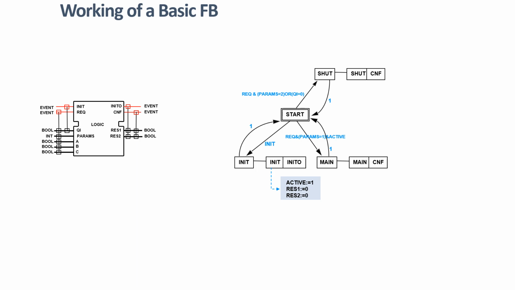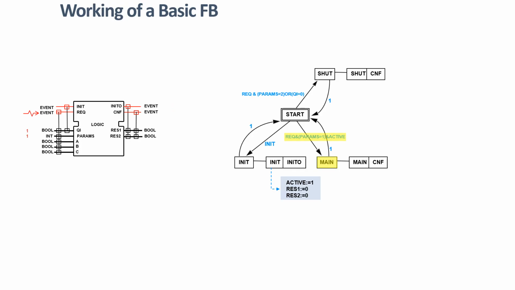Init algorithm sets the variables active, res1 and res2 to some initial values, like active will be equal to 1, and active is an internal variable that indicates that the block is now active, and then 2 output variables are set to 0. So then it jumps back to the start state.